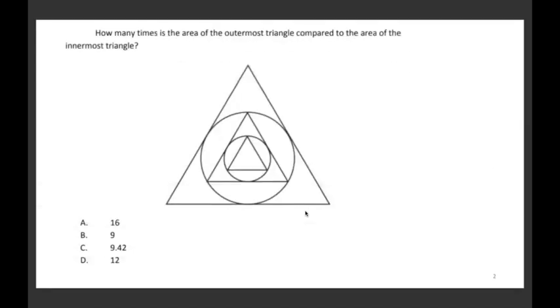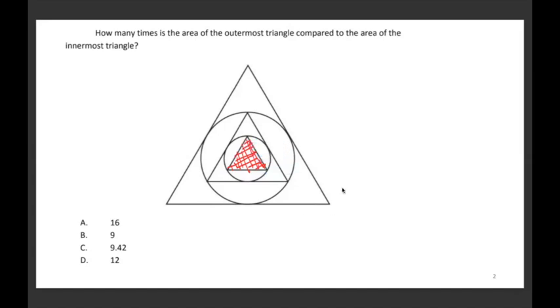The first question: how many times is the area of the outermost triangle compared to the area of the innermost triangle? Here you're given a diagram. You have to identify the area of the outermost triangle compared to that of the innermost triangle. So this is the innermost triangle. आपको ये ढूंढना है कि how much is this area in proportion to the outermost triangle.